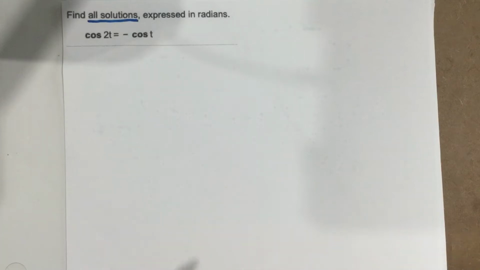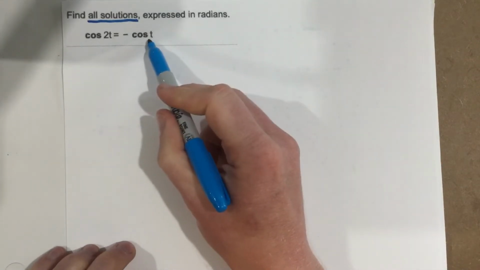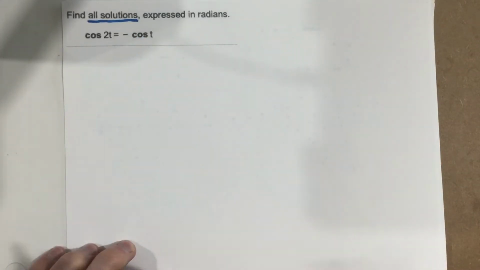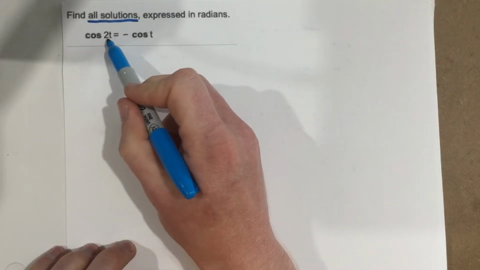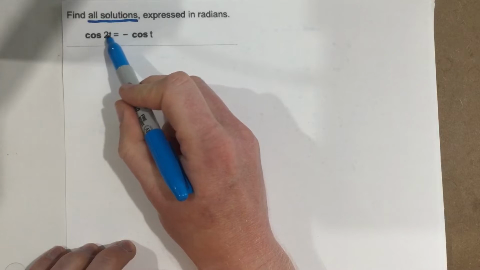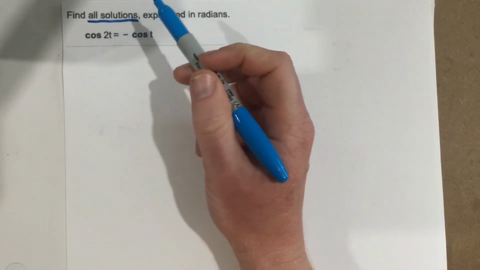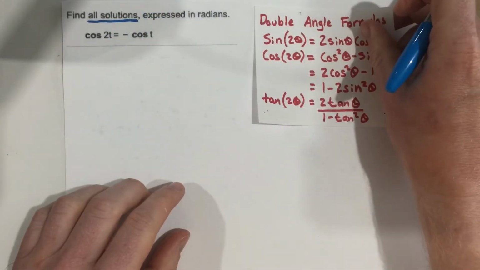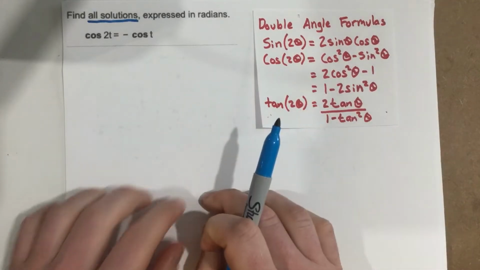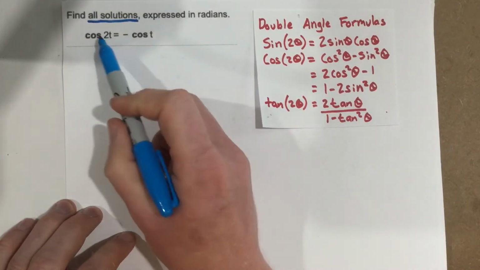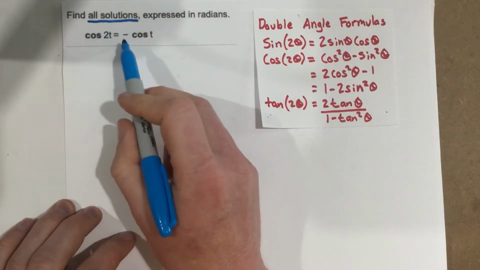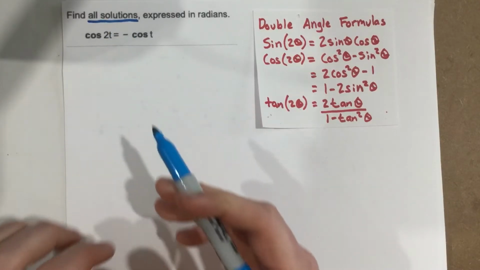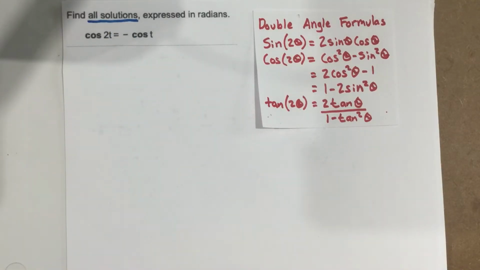So cosine 2t equals negative cosine t. How do we start the problem? Well, we see that we have cosine 2t, and we know that's double the angle. So we could probably use one of the double angle formulas to start the problem. And the reason we want to do that is we want to get cosine 2t to just be cosine t, or some version of that, so we can do some factoring here.